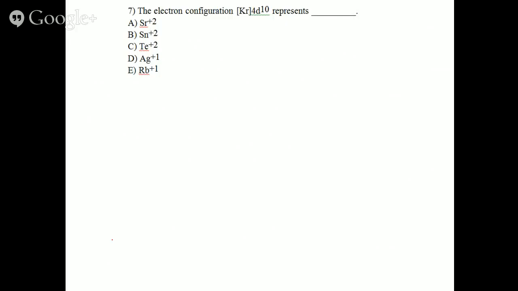7, the electron configuration Kr 4d10 represents blank. All right, there's a couple of ways that you can solve this kind of problem. The easiest is probably just go, well, how many electrons does Kr have? It has 36. And then we add 10 more to it. So we must have 46 electrons. We've just got to look at each one of these. So now Sr normally has 38. That plus 2 means it lost 2. So it only has 36.